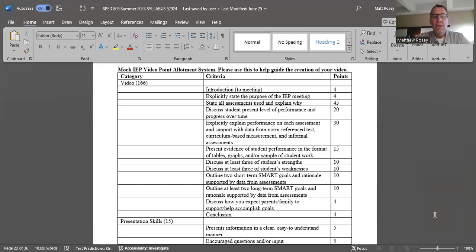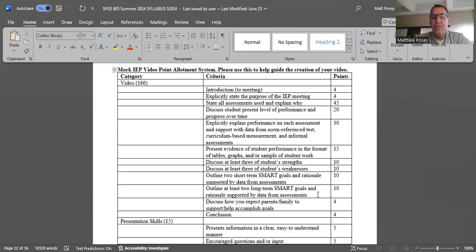I highly recommend that perhaps you print off the criteria that I'm going to go over, and place it beside you or in front of you on the keyboard as you are creating your video, just as a reference point, so you know that you are covering all the points of information that we're looking for in the IEP video.